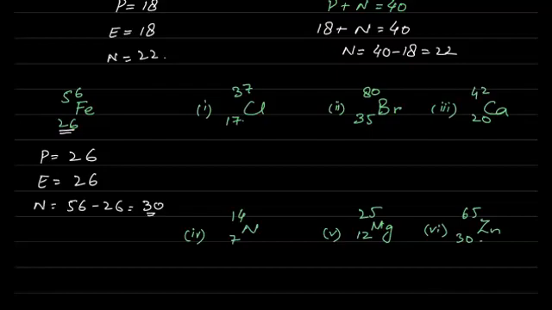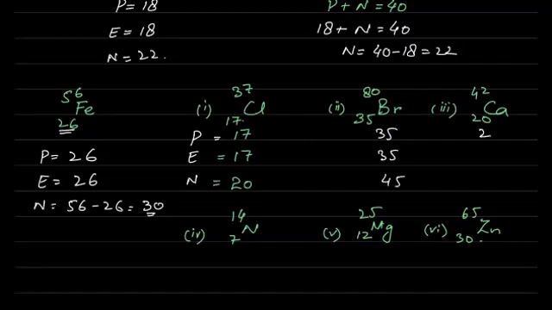Now check your answers. For chlorine, atomic number is 17, protons are 17, electrons 17, neutrons are 37 minus 17, it's 20. Number of protons for bromine 35, electrons 35, neutrons, they are 45. 20 protons, 20 electrons, 22 neutrons.